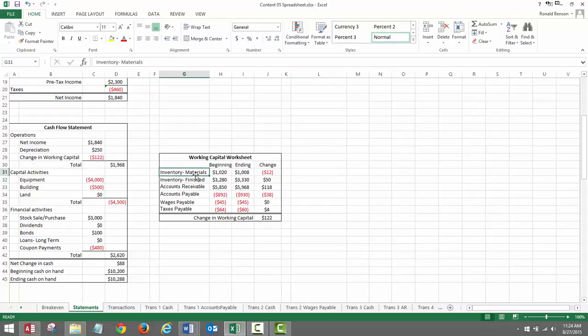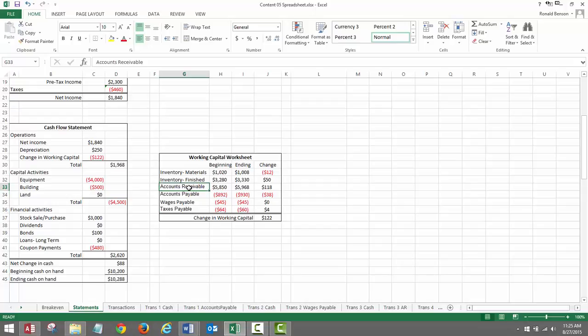Say we had a beginning inventory of $1,020. At the end of this period, we took inventory or checked it, and we have 1,008. That means we've had a change of $12, and it has diminished by $12. That's the materials that we purchase. Finished inventory, after you've taken that material and made inventory, finished product you have in the warehouse. We started with 3,280, ended up with 3,330, so it has increased by $50.